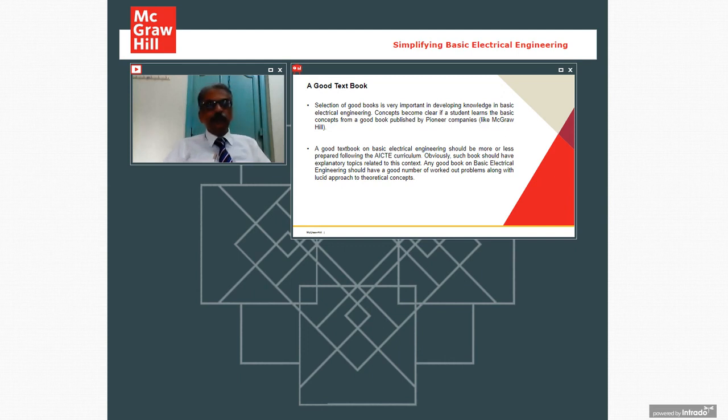There are numerous textbooks in basic electrical engineering, but a good textbook should have a lucid presentation of the theory. It is a must. Lucid presentation. It should be understandable to the student. It should be very interesting for the supervisor, for the teacher, to ask the students to follow. It should have good theory. It should have lucid derivation.